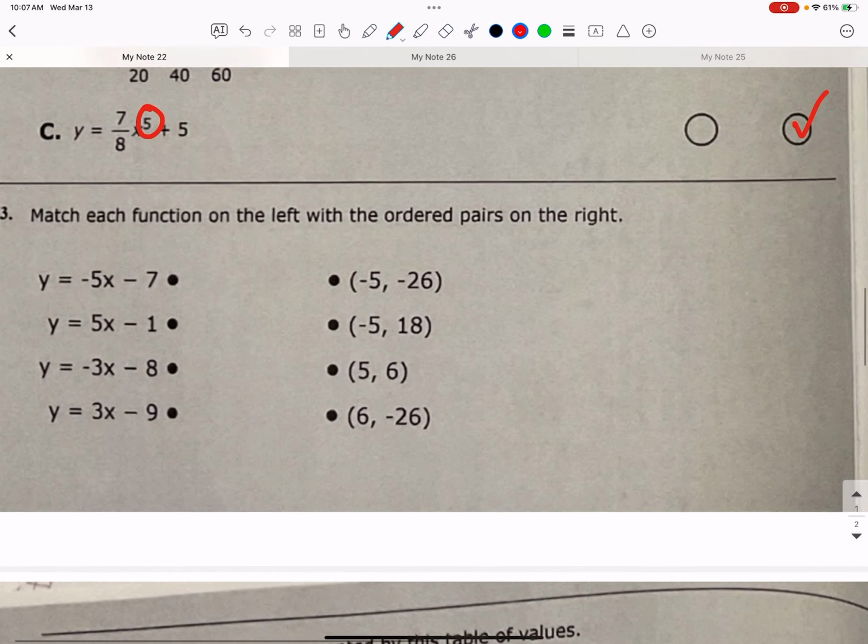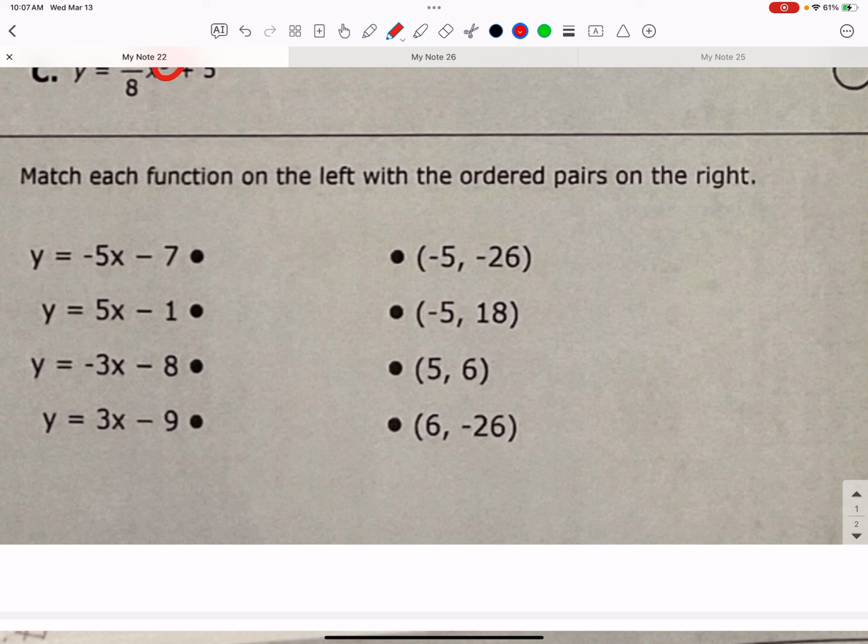Let's see. Number 3. Okay. This means take my x and multiply by -5, then subtract 7. All right, let's see. If I take my x, multiply by -5, I get 25 minus 7 is 18. No, it's not that one. Okay, so I'll get rid of that. Let's see. This by -5 is 25 minus 7 is 18. Yep, that's this one. Okay.